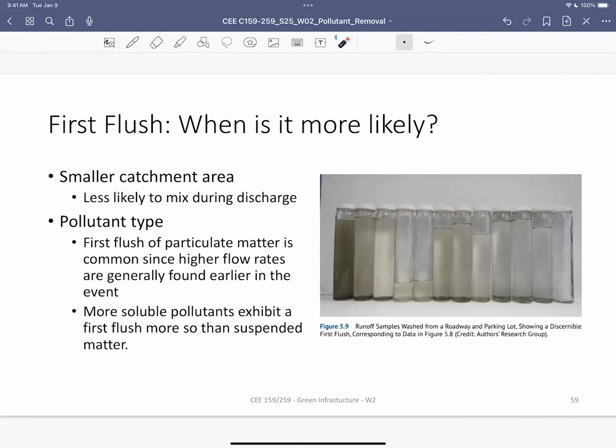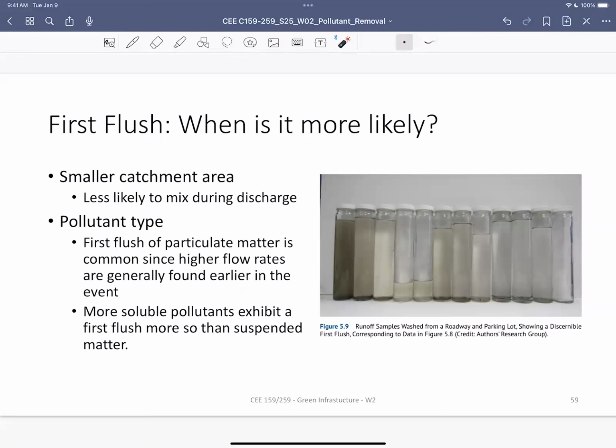So green infrastructure design is based on the first flush phenomenon. There are times when you may not observe first flush. For instance, with a smaller catchment area, it is less likely to mix during discharge. So that means you are going to observe first flush if it mixes quickly; if it mixes for a long time, then you will not be able to see a distinct peak.